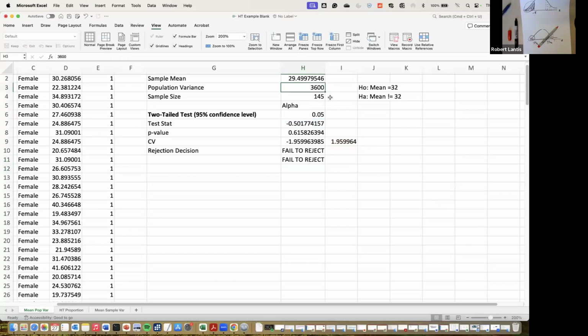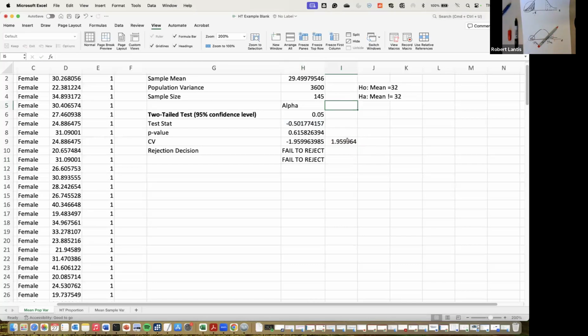I can play around with this. Let's say I go back to this being 60. Now I'm rejecting in both. Why? Oh yeah, my test statistic is much larger than my critical value, and my p-value is much less than alpha. If the population variance was a little bit higher, okay, nope, my test statistic is not greater in absolute value than my critical value, and my p-value is not less than alpha. Okay. So this is a two-tailed test.